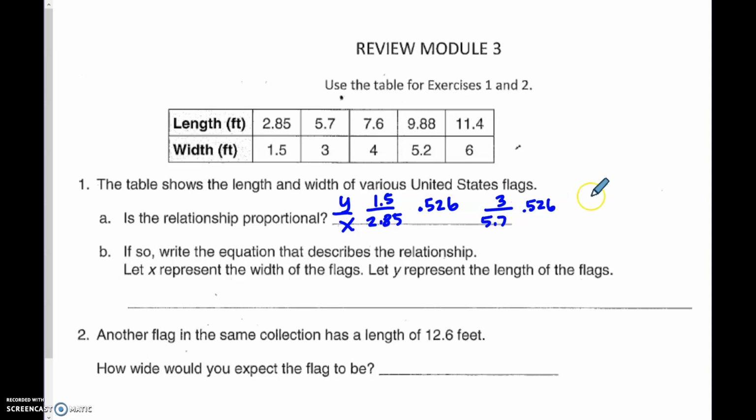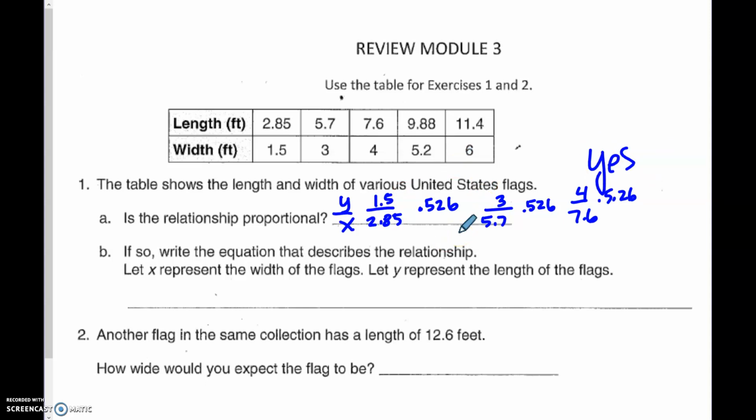So now let's do the next one. And so we have to take 4 and divide by 7.6. And again, it comes out to be 0.526. Whoops, put an extra decimal in there. And you do the same thing, 5.2 divided by 9.8. And they all come out to be the same thing. So yes, this is proportional because we all get that same decimal.